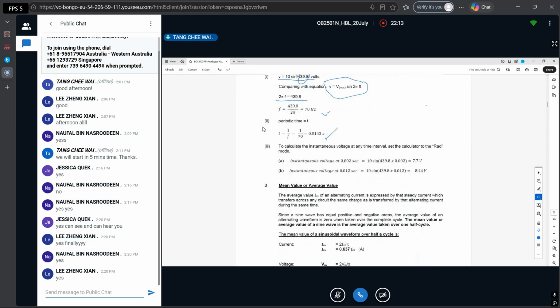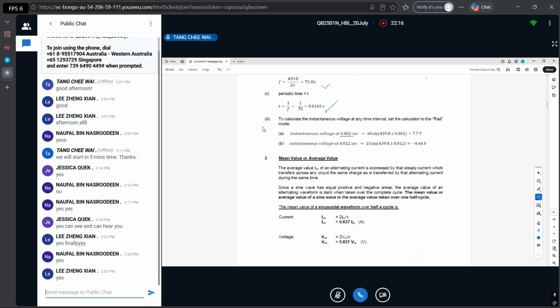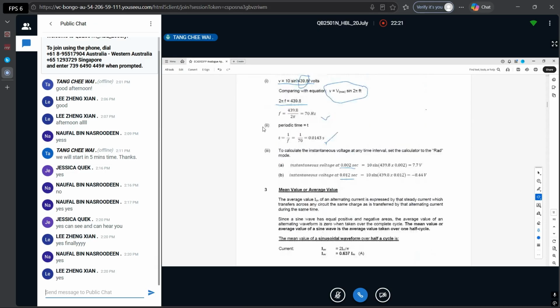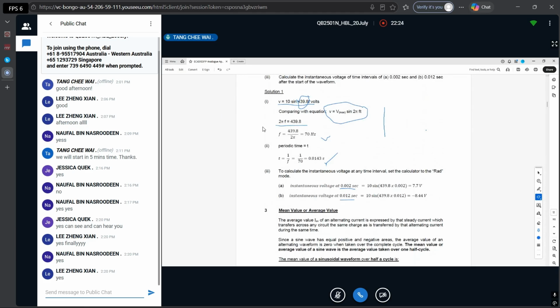Then further down, we are asked to find the instantaneous voltage at a certain time. Very quickly, instantaneous voltage means, for example, I draw the waveform first. Your waveform will move like that, right? So instantaneous means at a certain time, there is a certain value of voltage on the sine wave. For example, at this time here, I have a voltage at this point. So I cross it out.